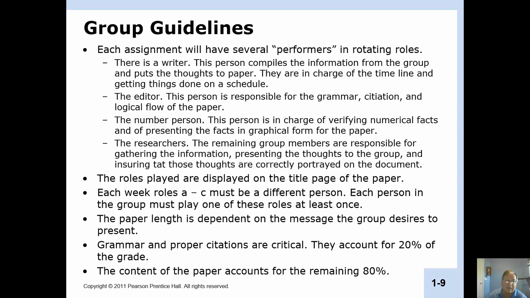Each week, the first 3 roles, the writer, editor, and the number person, have to be a different person. Each person in the group has to play one of these roles at least once. Paper length is dependent on the message the group desires to present. Grammar and proper citations are critical. They account for 20% of the grade. Content of the paper accounts for the remaining 80%.